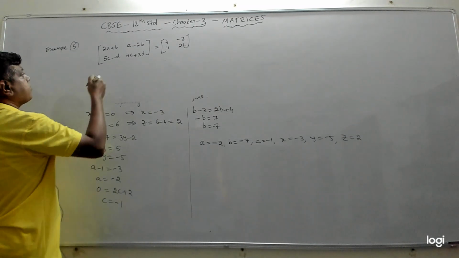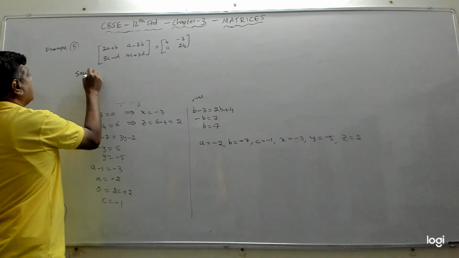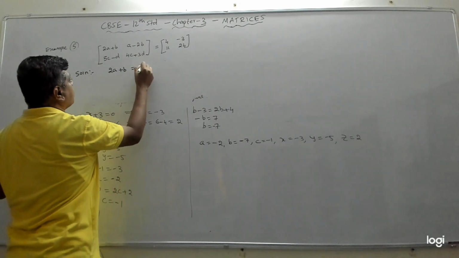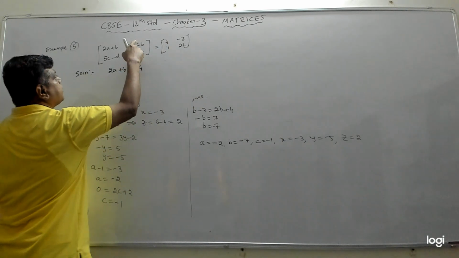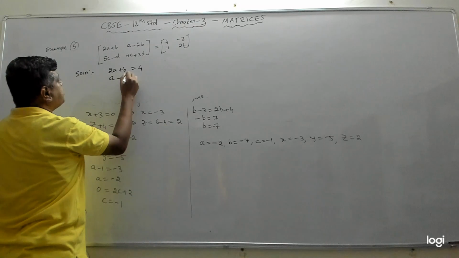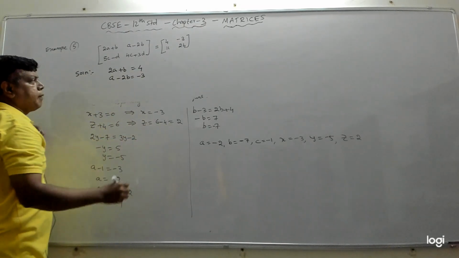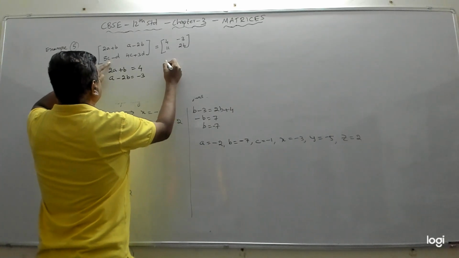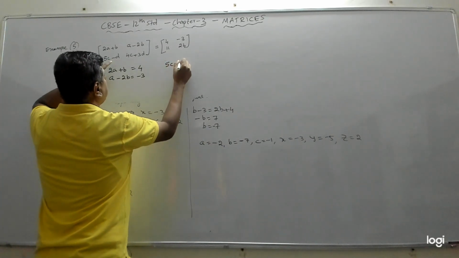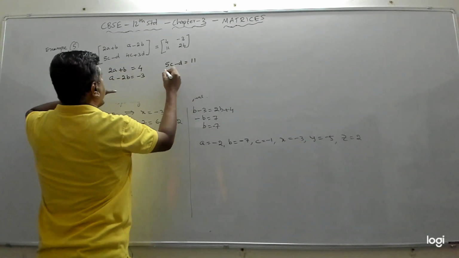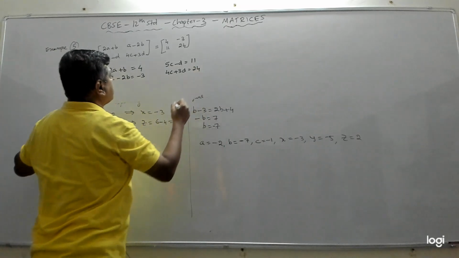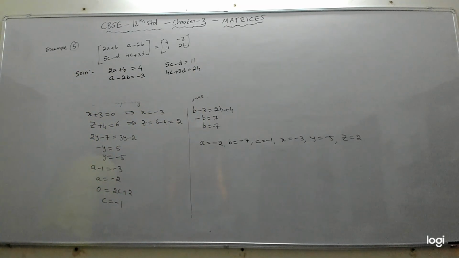Now again the matrices are equal, so we can equate them. We get 2A plus B is equal to 4. Again if I equate this to this, I'll get A minus 2B equal to minus 3. And similarly here I'll get 5C minus D is equal to 11 and 4C plus 3D equal to 24.